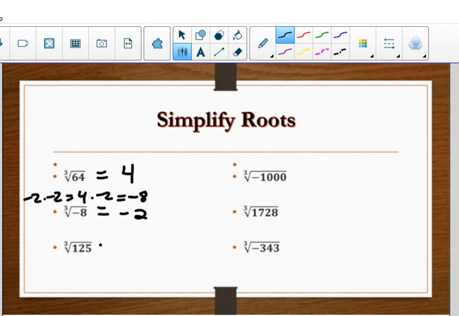Cubic root of 125 ends in a 5. I know it has to be a 5. 5 times 5 is 25. 25 times 5 is 125. So cubic root would be 5.